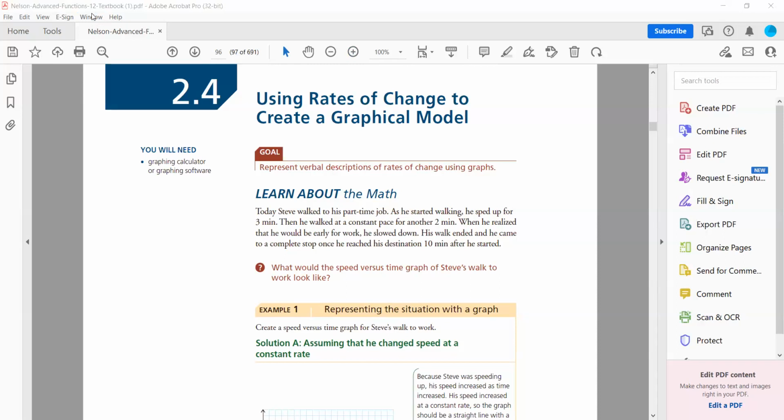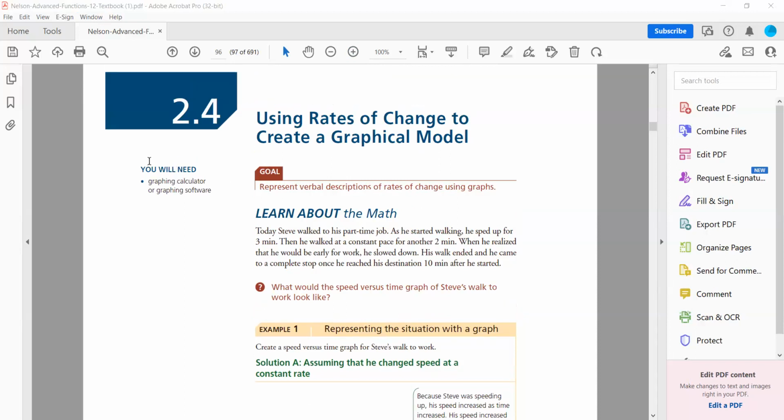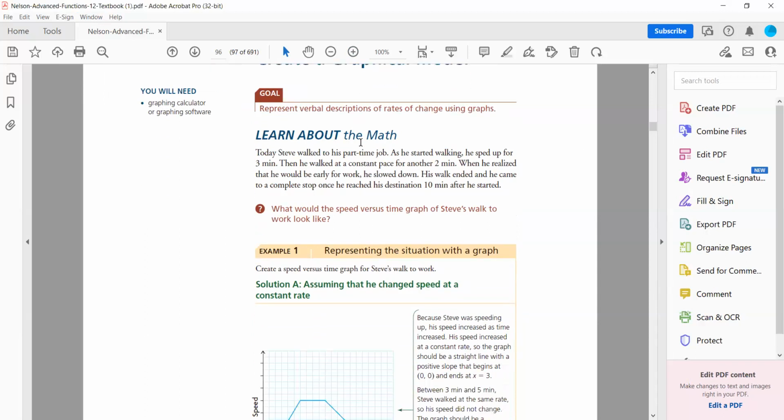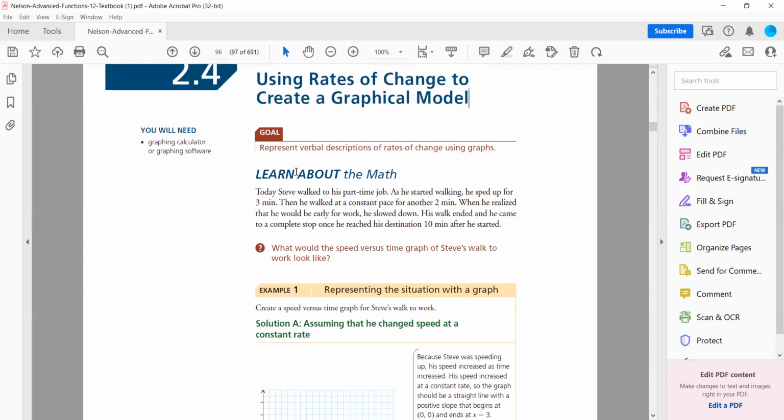Hello, guys. Welcome to Advanced Functions Grade 12 class. Thanks for coming to the class. In the last class, we finished the instantaneous rate of change chapter. You'll have a chance to ask any question if you still have any. In today's class, we're going to cover the next unit, using rates of change to create a graphical model, and then we'll dedicate our time to problem solving of the units we covered so far. The goal of today's class is to represent verbal descriptions of rate of change using graphs.